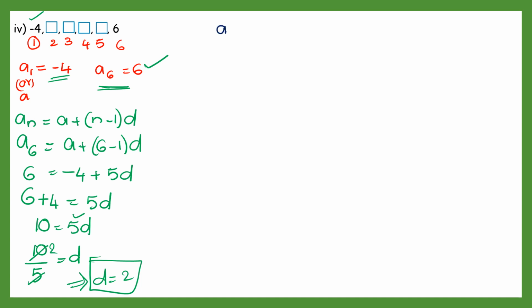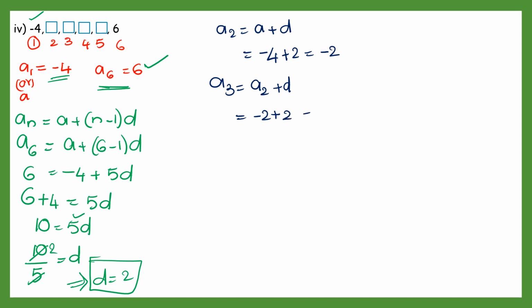Now, second term a2 means what? First term plus common difference. So the first term is minus 4. Common difference is 2. Minus 4 plus 2 is minus 2. Now you can find the third term. Third term means second term plus common difference. So minus 2 plus 2, d is 2, 0. Now fourth term. A4 means third term plus common difference again. So A3 is 0 plus common difference 2. So the fourth term is 2.